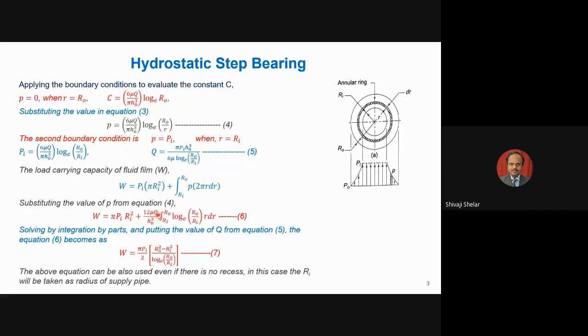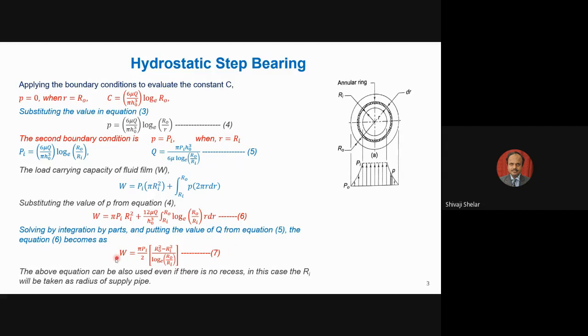you can put the value of Q from this relation 5 here. So by integration by parts and putting the value of Q from equation 5, you will get the load carrying capacity. That is the simplified equation. I am not going through the algebra. You can do this calculation on a piece of paper, and finally you will get this relation. W is equal to pi by 2, taken common outside, into bracket Rho square minus Ri square upon log of Rho upon Ri. So this is the load carrying capacity relation for your step bearing.